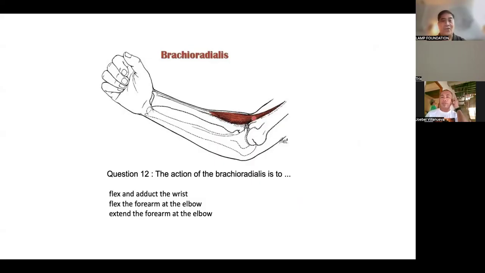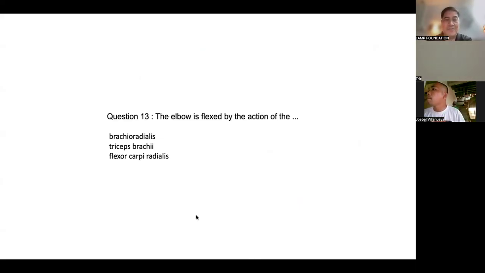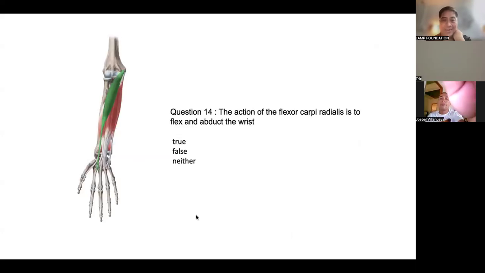Okay, can you feel now your brachioradialis? I'm sure Madam M has felt it since earlier. Right, Madam M? Yes, I've been monitoring your post. The elbow is still flexed, wow. Showing the brachioradialis. Okay, the elbow is flexed by the action of the brachioradialis, same as earlier.